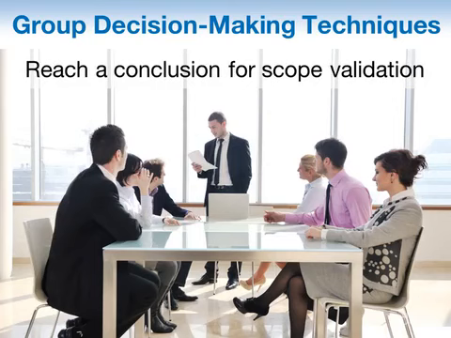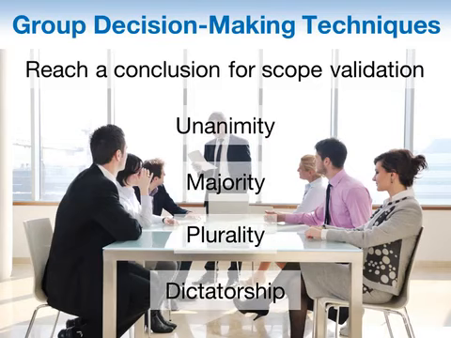Group decision-making techniques can be used to reach a conclusion as it relates to scope validation. The group can involve the project team and the stakeholders. We looked at group decision-making techniques in previous lessons, so we're not going to talk about these here in detail, but the project team and the stakeholders can use unanimity, majority, plurality, and dictatorship or other group decision techniques in coming to a decision in terms of validating completed project deliverables.